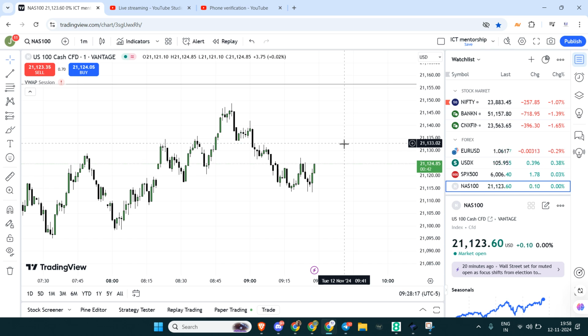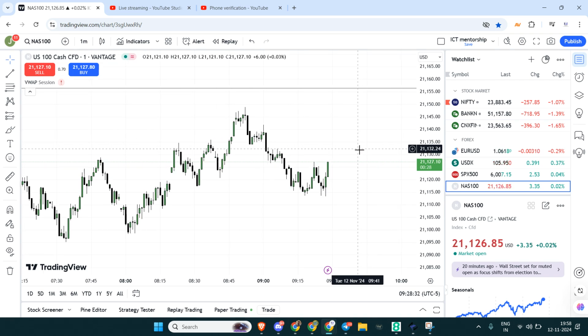So there are some rules for that as well. I'm following the ICT method, so I'll be looking for some liquidity sweeps, and after that a 1 minute break. We'll be entering the trade only after that. So we'll look at a macro behavior.